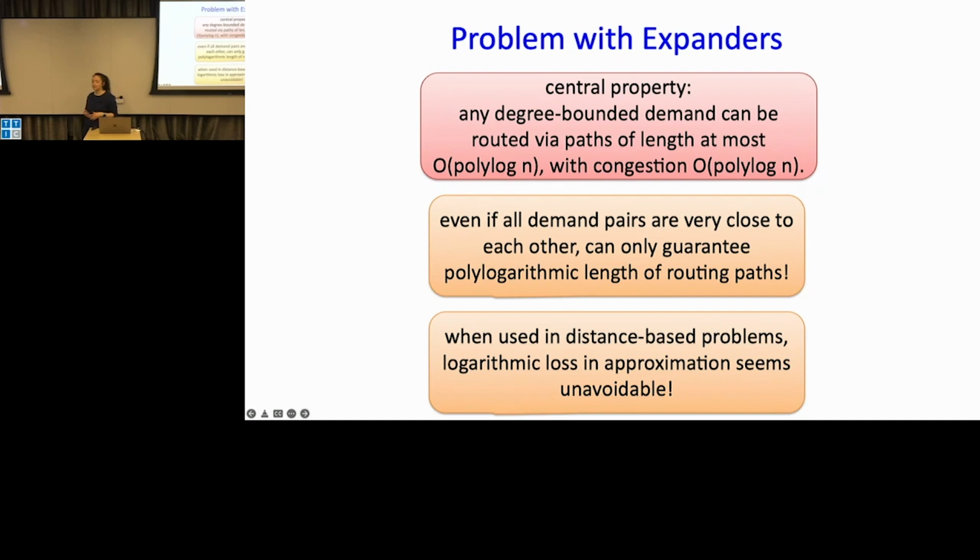And because of these reasons, often when you use expanders in distance-based problems, you immediately lose at least a polylog n factor on the approximation factor or on the stretch. And in fact, this is the reason why the previous algorithms for spanners, they lost this polylog n factor in the stretch. They were in the high stretch regime. So if you want a small approximation factor or a better stretch, you should do something different.